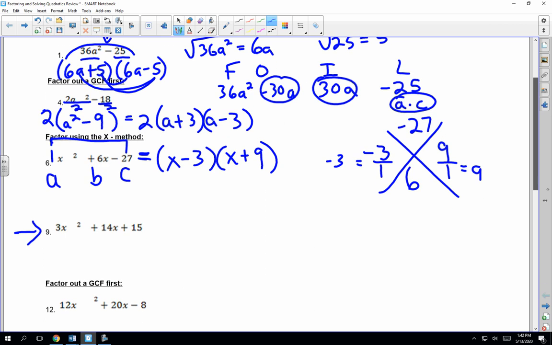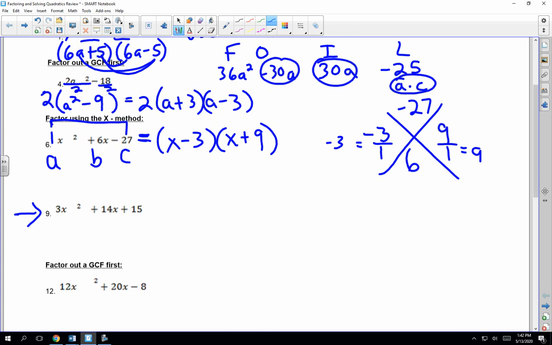Okay, now let's show how the big X applies to a not so simple quadratic. That's a quadratic trinomial where A is not 1. A in this case is 3, B is 14, and C is 15.